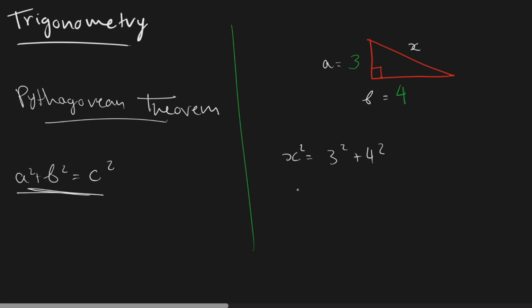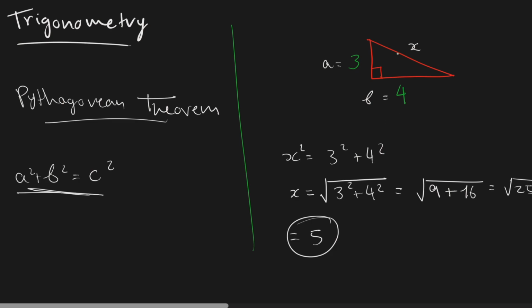Now to actually solve for X, all we have to do is take the square root of both sides. So I take the square root of X squared and I get X, and I will just keep this the same. This is equal to the square root of 3 squared, which is 9, plus 4 squared, which is 16, and this is equal to the root of 25, which is equal to 5. And this is how we solve for the missing side.